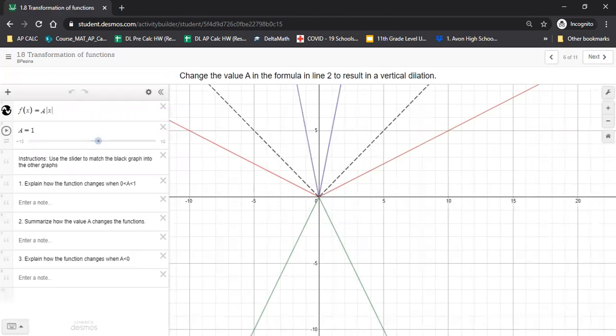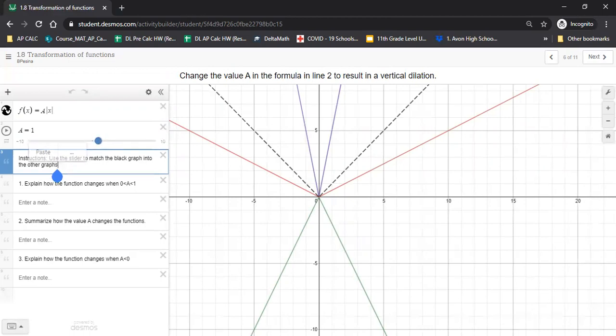Okay, this one looks a little intimidating, but let's see what it says. There is a change in value a in line 2 that's talking about vertical dilations. Okay, so dilations, hopefully you remember that from geometry, that is a compression or a stretch. Okay, so instructions are the same. Use the slider to match the black graph to the other graphs.